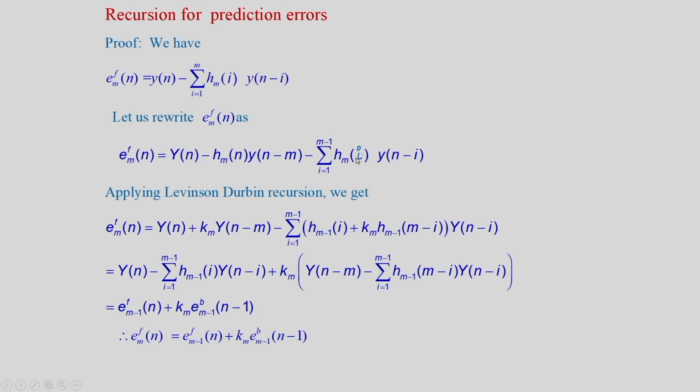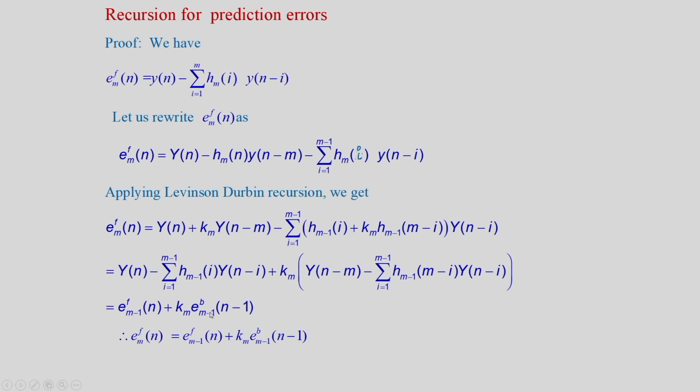And here we can apply the Levinson Durbin recursion. Applying Levinson Durbin recursion, we get e_m^f(n) is equal to y(n) plus K_m into y(n minus m) minus summation i going from 1 to m minus 1 of, now we are substituting, h_m(i) is equal to h_{m-1}(i) plus K_m times h_{m-1}(m minus i). So this is the recursion we are using for h_m(i), which is true for i equal to 1 to m minus 1, and then whole thing into y(n minus i). So this is the relationship we get from here.